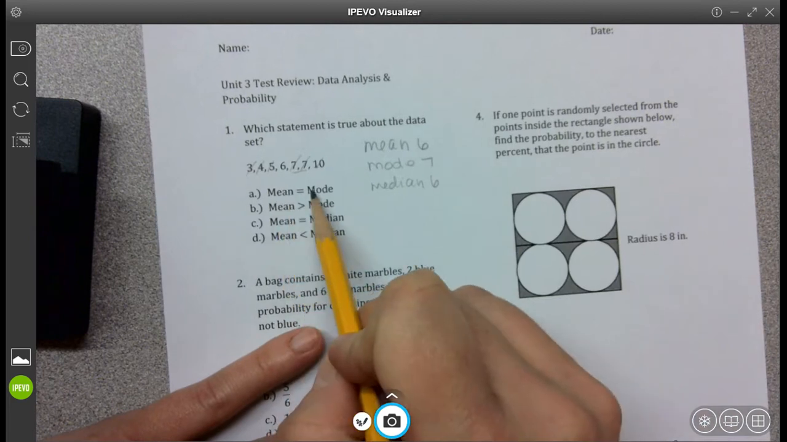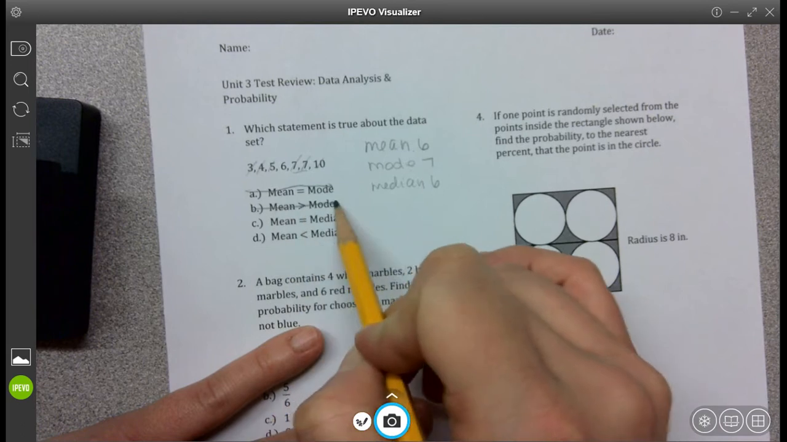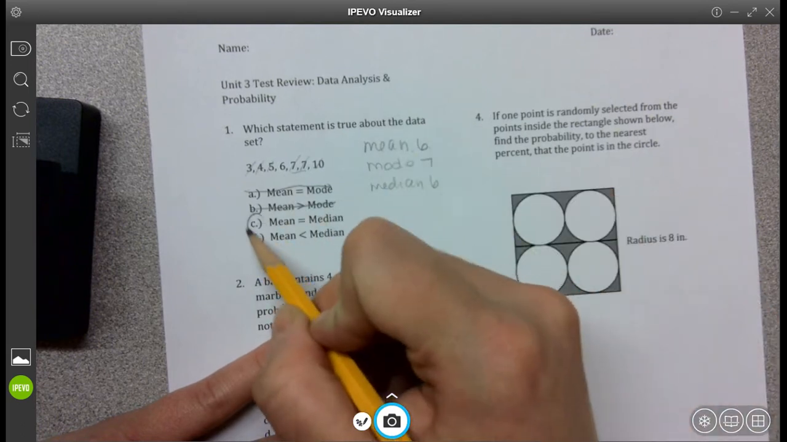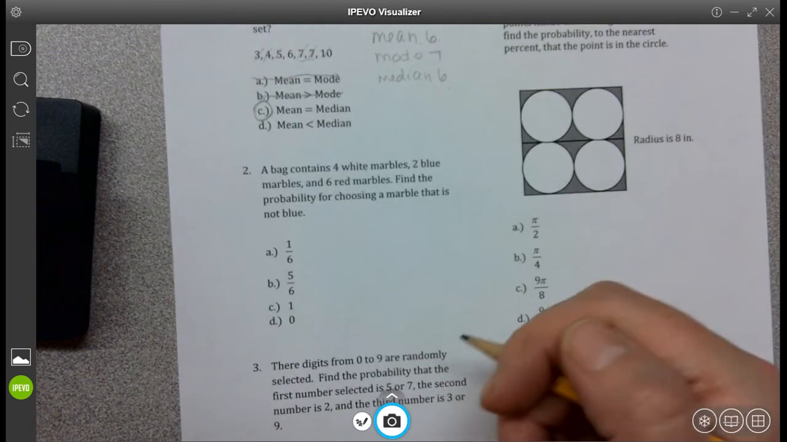So does the mean equal the mode? No. Is the mean greater than the mode? No. Is the mean equal to the median? Yes. Number 2, a bag contains 4 white marbles, 2 blue marbles, and 6 red marbles.